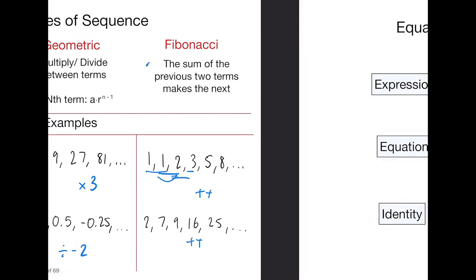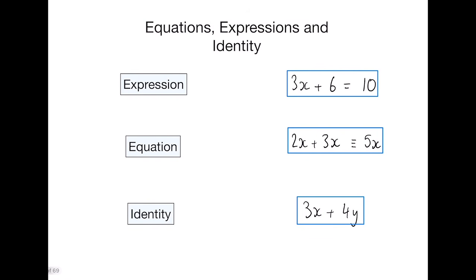The next thing you need to know is the difference between equations, expressions, and identity. All I have is just a quick exercise where we just have to match the pairs. Pause the video and give this a go for yourself before I show you the answers. An expression is where it doesn't have an equal sign. In English, this might just be like a clause. So this is going to be the bottom one.